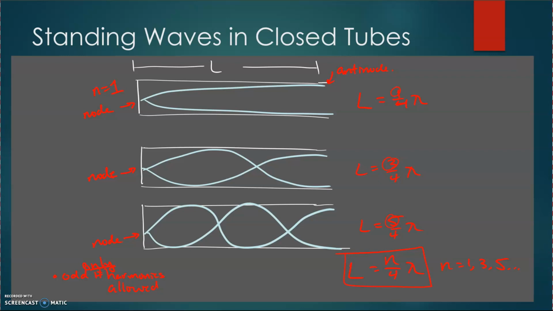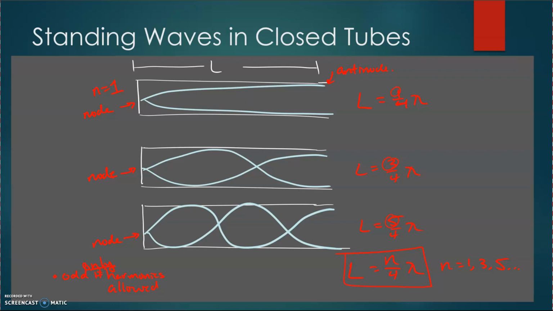If you've ever blown across the mouth of a pop bottle and heard it whistling, this is what you're doing. You're causing a standing wave to be formed, and this would be the top of the pop bottle, and this is where the liquid is. As you drink it, you'll notice that the pitch gets lower and lower because this length gets longer, which means your wavelength gets larger, which means your frequency gets smaller, and so your pitch drops.